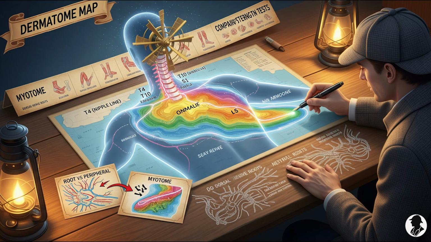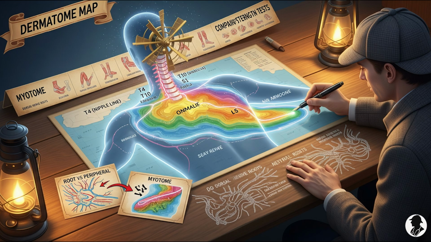Wow, okay. So CNS is the main office. PNS is the delivery service, with sensory coming in, motor going out, and that motor service has the conscious somatic branch and the autopilot autonomic branch, which itself splits into sympathetic and parasympathetic. Quite a system. And within that PNS, we also have the cranial nerves. 12 pairs, mostly for the head. That's right, 12 pairs, mostly serving the head and neck. 10 emerge from the brainstem, and 2 directly from the brain itself.